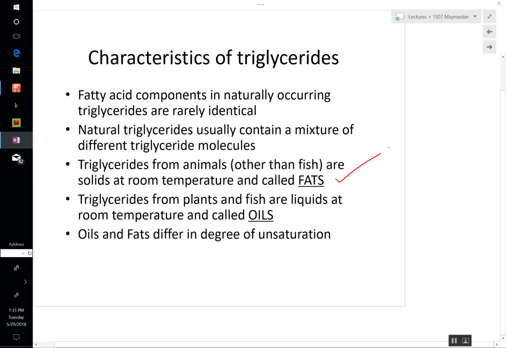All right, if they are solid, we refer to them as fats. So lard, we would say, is a fat. Olive oil, we don't refer to it as olive fat. We refer to it as olive oil. It's a liquid. Coconut oil, corn oil.